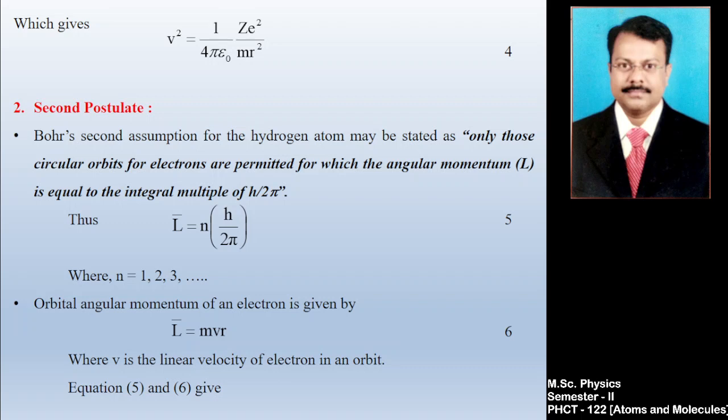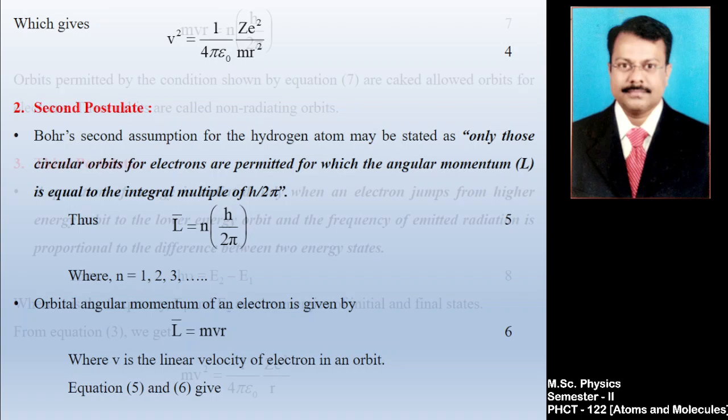The orbital angular momentum of an electron is given by vector L equal to mvr. m means mass, v means velocity and r means the radius of the orbit, where v is the linear velocity of the electron in an orbit. Equations 5 and 6: equation 5 means vector L is equal to n times h upon 2 pi, and equation 6 is L is equal to mvr. Then the left hand sides are the same in these two equations.